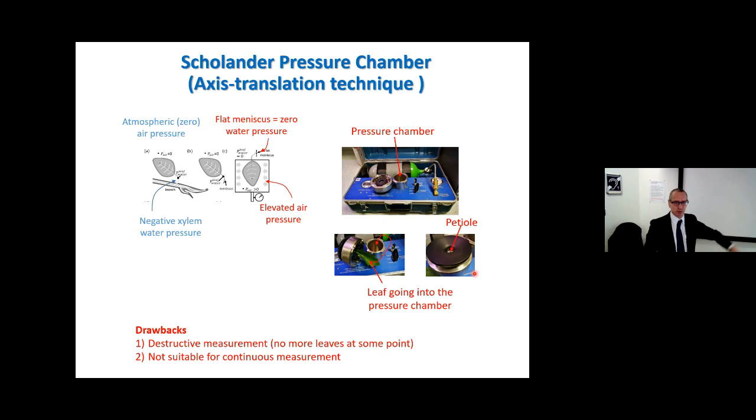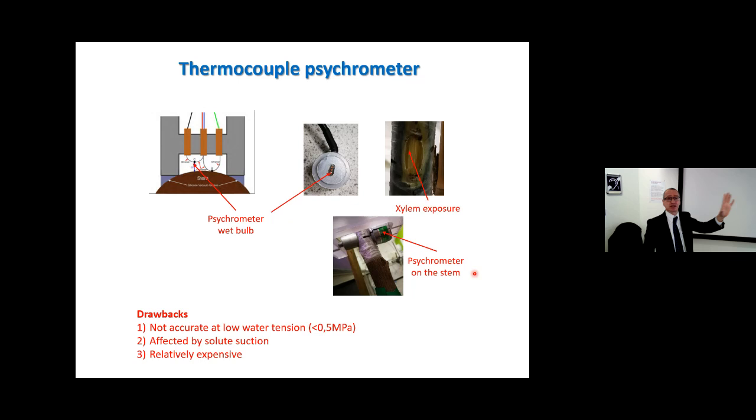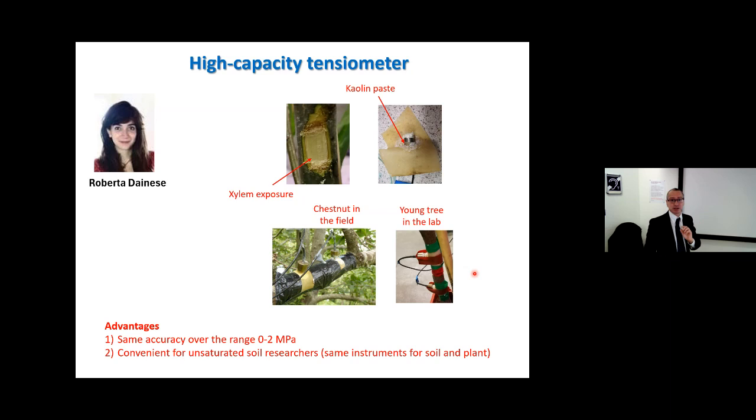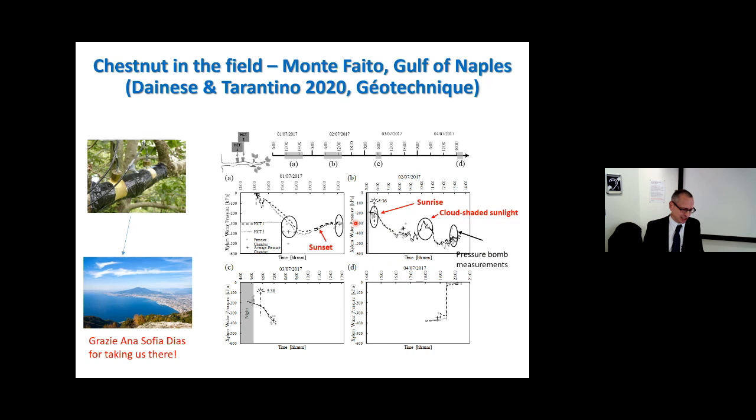They are using the psychrometer. Because what they do to measure the suction in the plant is what we do in soil, and so we said, why are you not using the high capacity tensiometer that you have developed for the soil, for the plant? And this is what we did. We stuck the high capacity tensiometer that you will find in the geotechnical literature on the xylem. We exposed the xylem, we put the tensiometer into it. So this was our very first experiment. Now, just out of curiosity, this is the first.